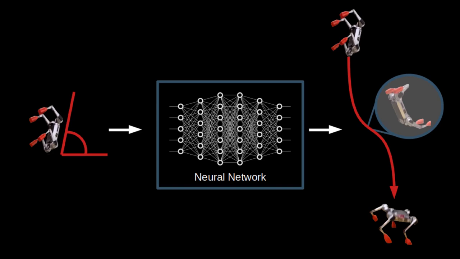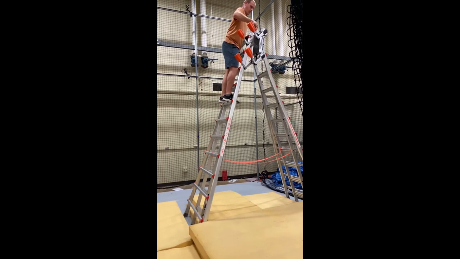This works pretty well. It only takes the network about 2 milliseconds to generate a trajectory, and the robot lands on its feet from a variety of initial orientations.